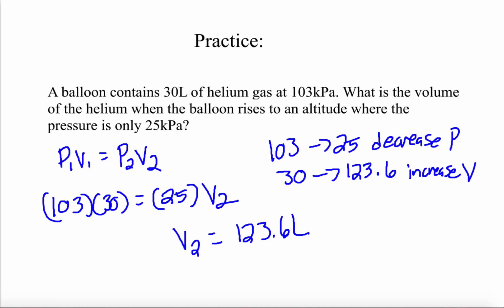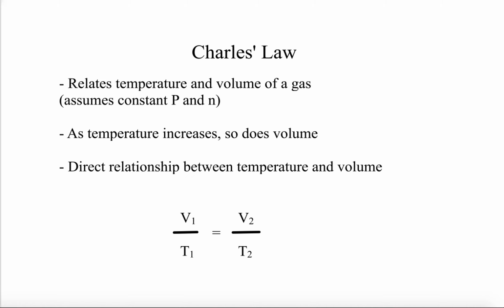Alright, so let's take a look at another gas law called Charles' law. Now, Charles' law relates together the temperature and the volume of a gas. Alright, so now we're going to assume that there's constant pressure, and again, the amount of gas is remaining the same. So the relationship here is that as the temperature increases, so does the volume.